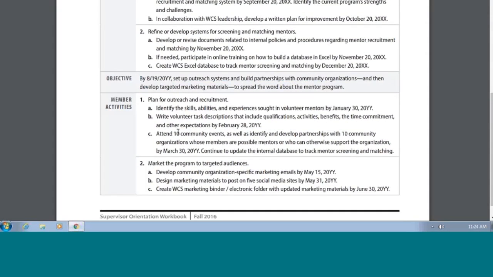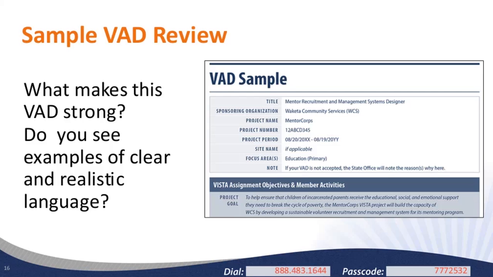For example, the supervisor provides targets for attending community events and partnering with other organizations, as well as dates for completion of materials. The VAD might need to be adapted for the member or circumstances, but at least milestones are laid out as a starting point for the year. So we wanted to just show you why this is a strong VAD, what we mean by a clear VAD, what's realistic.